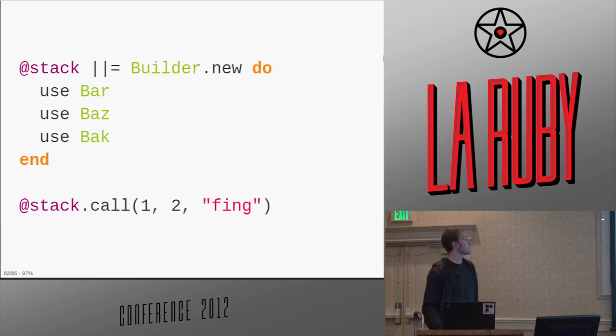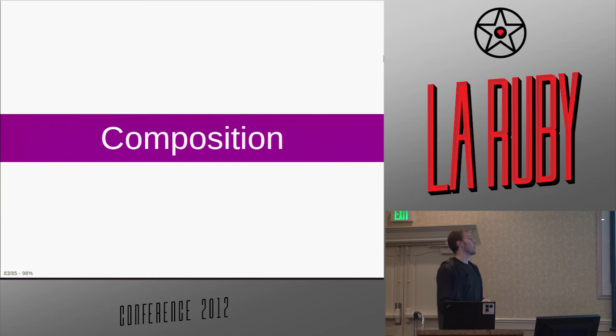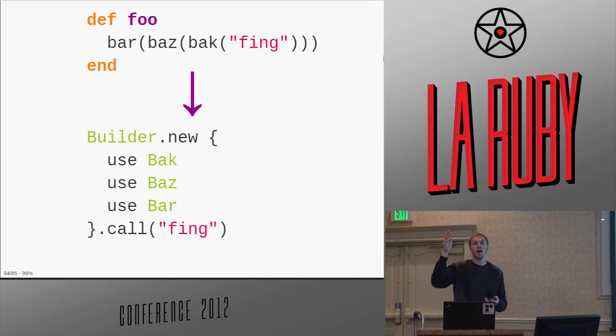So another one is function composition. So when you're composing a bunch of methods where you're just firing off stuff along the way, taking some arguments and then passing the result back and forth, you can do the same thing here by just, again, composing the methods as middleware instead of methods. And that is it.